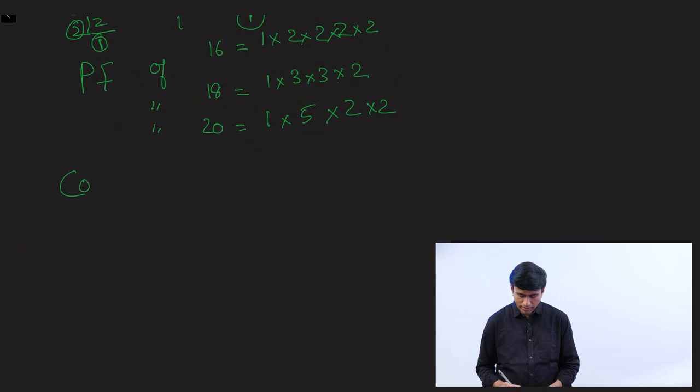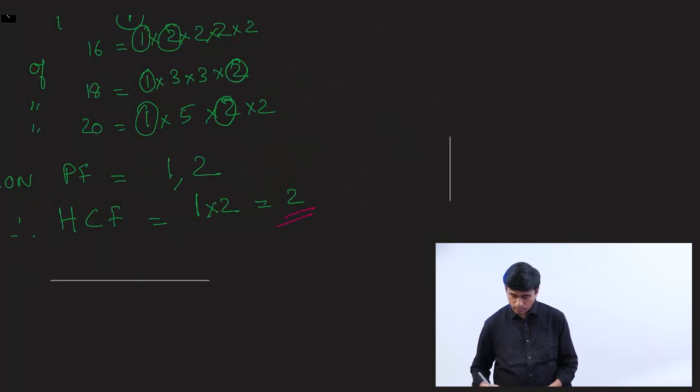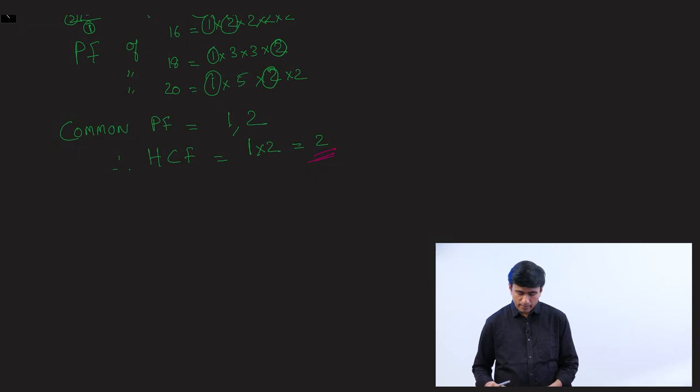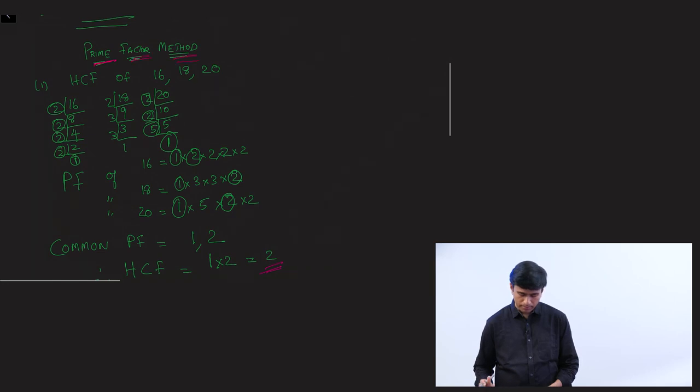The next step is to write the common prime factors. Let's look at the common prime factors. We have 1 in all the 3. What are the other common factors? We have 2. That's right. Any other common prime factor? No. So the common prime factors are 1 and 2. Therefore, the highest common factor or HCF is 1 into 2, the product of the common prime factors. 1 into 2 is 2. 2 is your answer. This is how you find HCF using prime factor method.